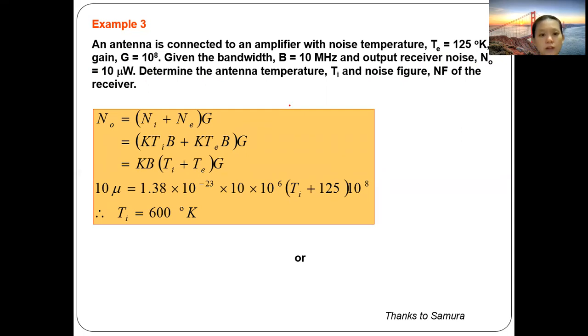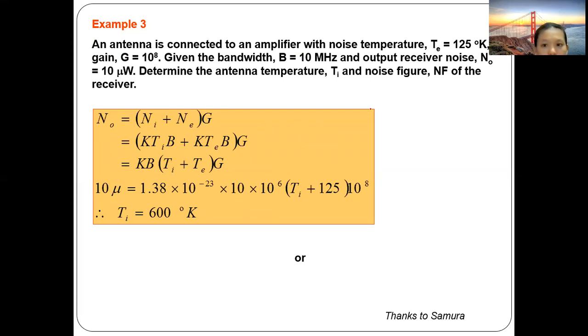We want to find the temperature from the antenna first, so we have to use the formula No equals (Ni plus Ne) multiplied with our G. We know our Ni is equal to k TI B plus k Te B, multiplied with our gain. Now we factor out k B and get (TI plus Te) multiplied with our gain.